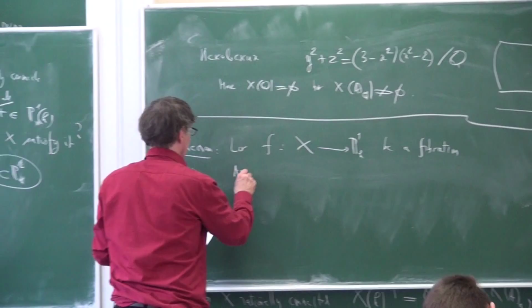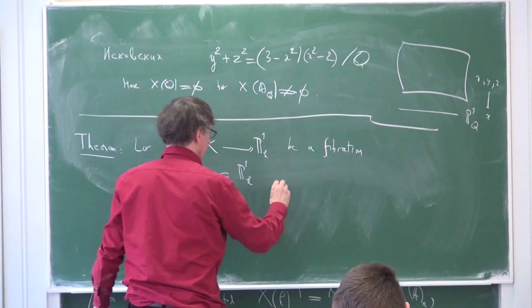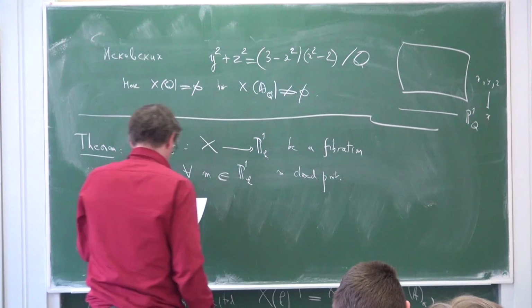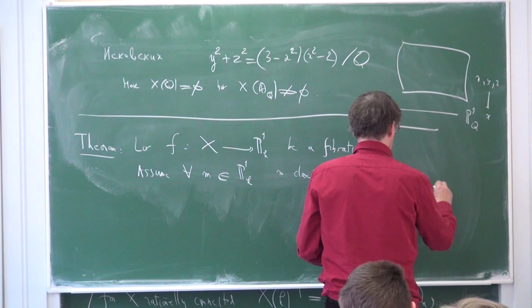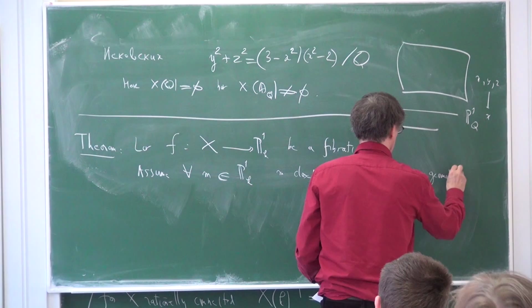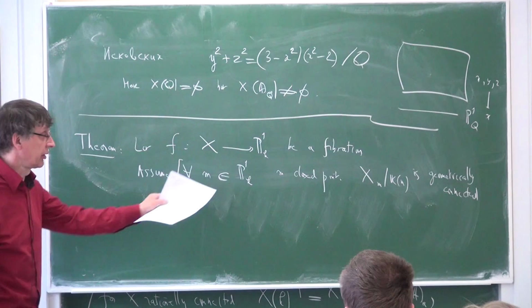assume that for all the closed points m, this time not only the rational points but all the closed points, the fiber X_m over the field kappa(m) is, let me say maybe simply, geometrically connected. I'll explain in a minute this assumption. So assume this. Okay, assume that the fiber is really defined at m.